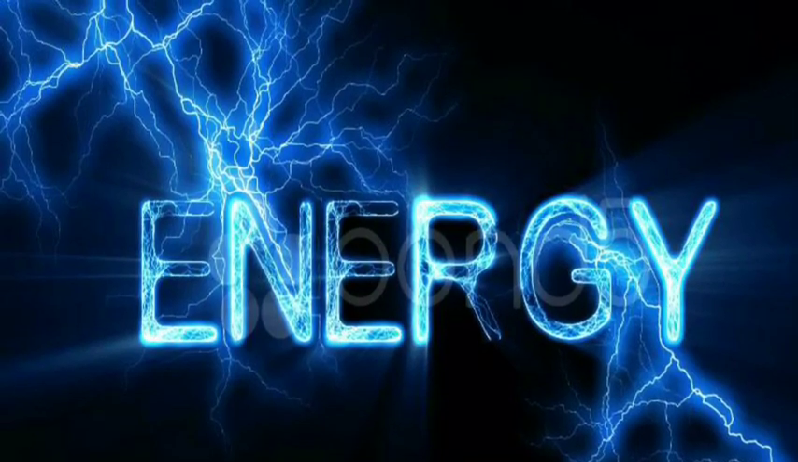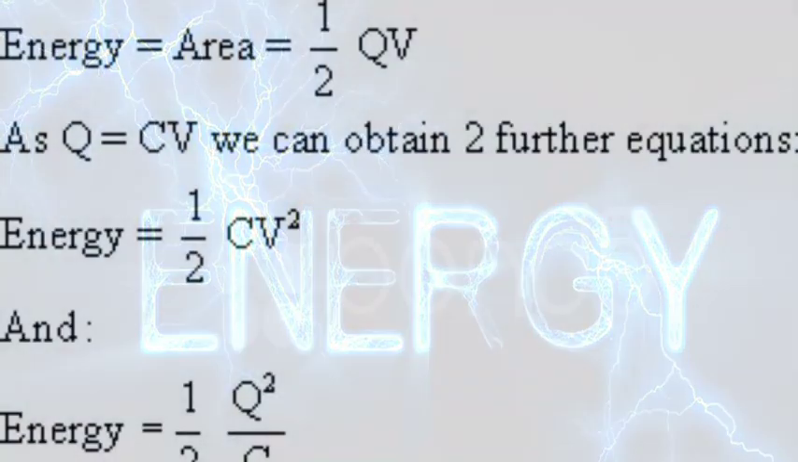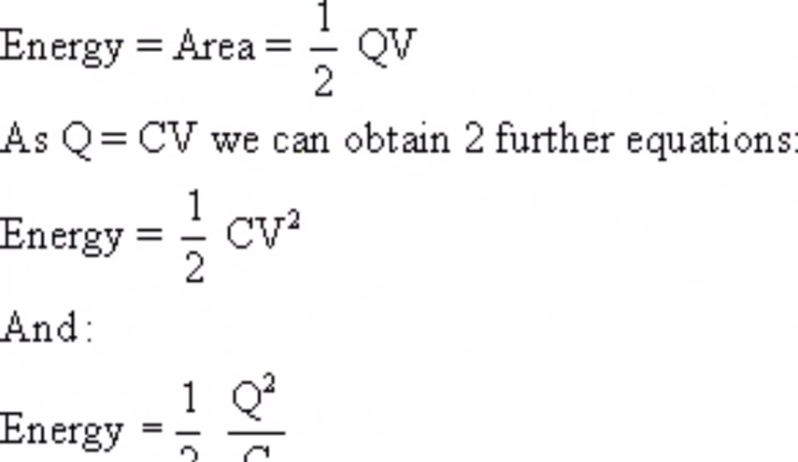The gradient of the graph, given that C is equal to Q over V, will be 1 over C. Now, if we know that potential difference is equal to energy over charge, then the potential difference times charge will give the energy. And as the graph is linear, the energy is equal to the area below the line, which is equal to half QV. And with the formula for capacitance, we could derive the formula E is equal to half CV squared.